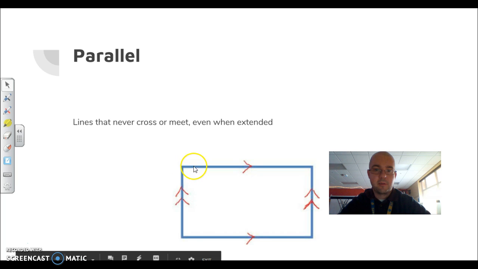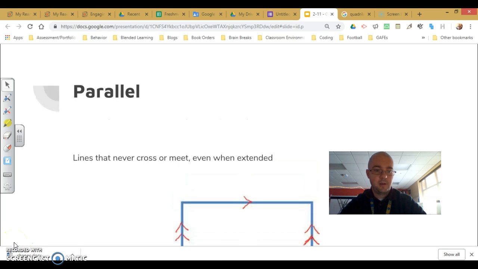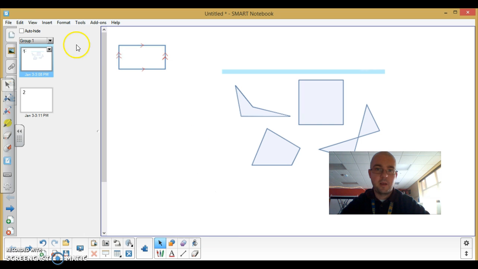You can see here that there are two pairs of parallel sides. The arrows show the pairs. So if we drew this line on forever and this line, they would never meet. Same here and here. So this shows my first pair of parallel sides. That shows my second pair. Here's what we're going to do next. We're going to switch over, and we're going to do some practice.